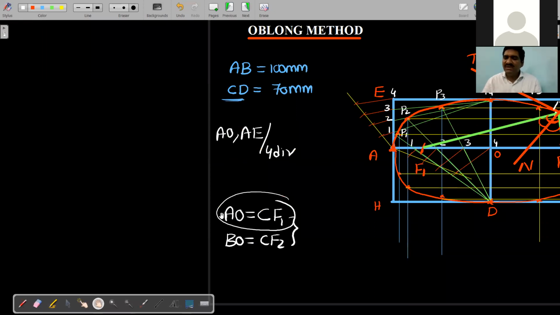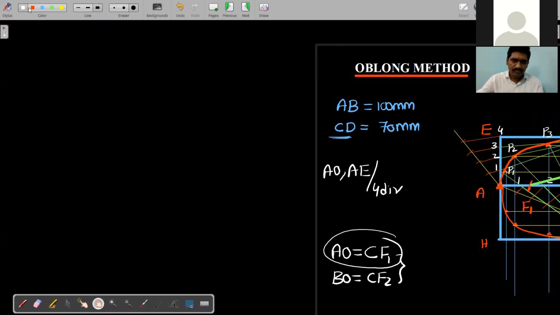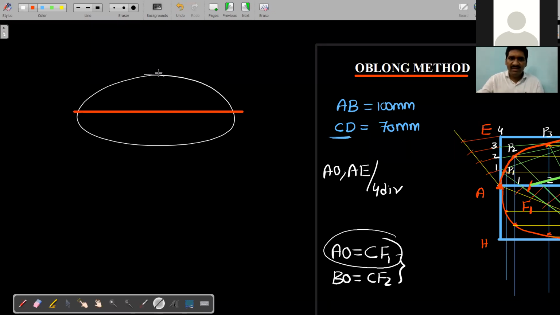If you don't know this one, you cannot mark the fixed points at all. Now just see here. For example, this is my ellipse, some rough figure I am drawing. This is your major axis and this is your minor axis. Now this is the point A, point B, point C, point D. Let the fixed points be F1 and F2, and let O be the center of the ellipse. We have a property of the ellipse.